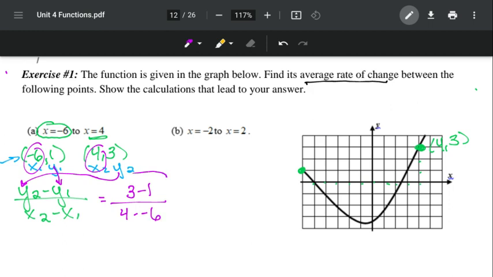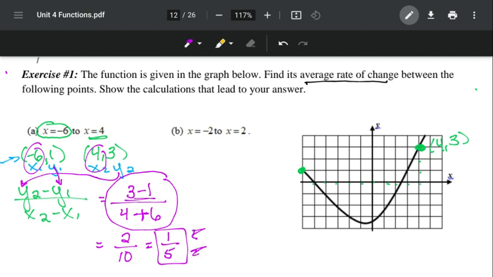Now, we put this into our graphing calculator, or we just straight up evaluate it. 3 minus 1 is 2. 2 negatives here make a positive, so we have a 10. 2 over 10. That's okay to say. It does simplify to 1 over 5. So this means for every 5 spaces on the x, we go up 1 space on the y.